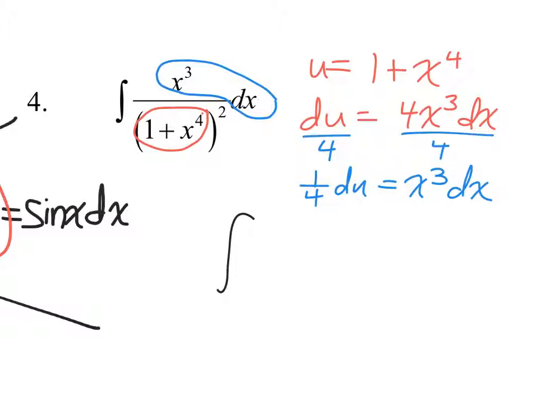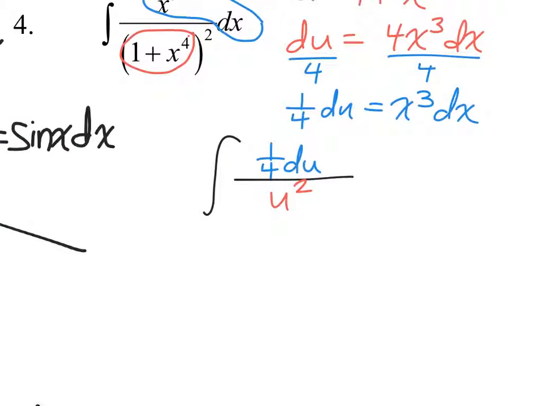So I'm going to have a 1/4 du up top. And we can move some things around as needed. On the bottom, it's going to be u to the second power. The idea being that my new integral contains only u's, no x's. If there was an x in there, I would start looking for a different u and say, okay, well, u equals 1 plus x to the 4th didn't cut it, so let me try something else.